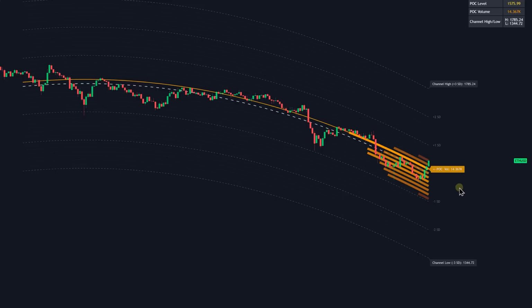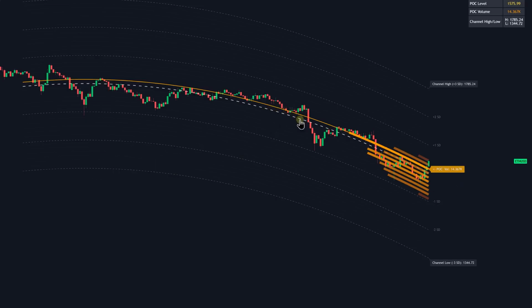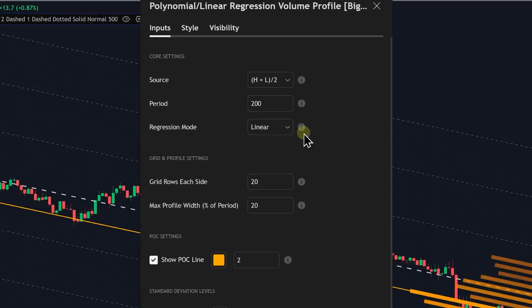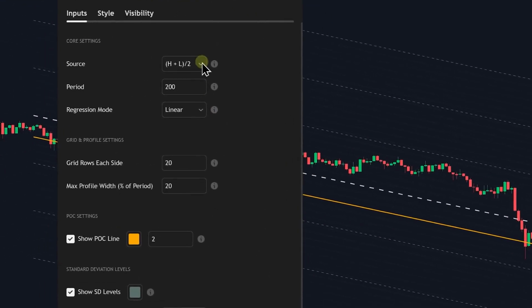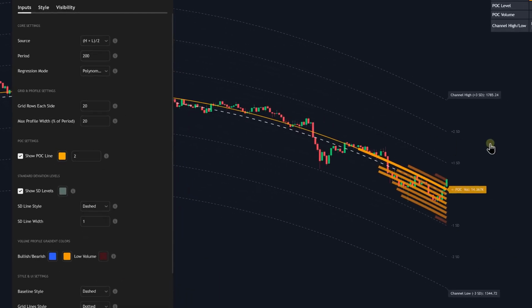Now, let's break down the components. The first major component is the regression baseline. This is the main line running through the middle of the channel. In linear mode, it behaves more like a straight trend path, but in polynomial mode, it curves with the current market structure, which can be useful when price is moving in a rounded or arcing trend.